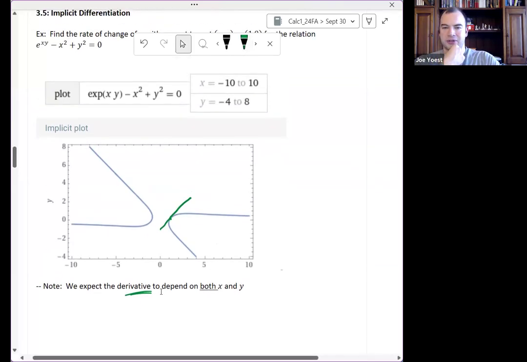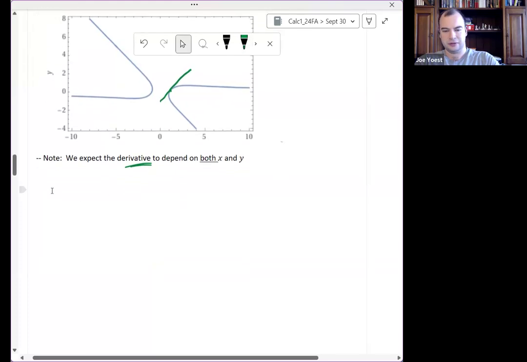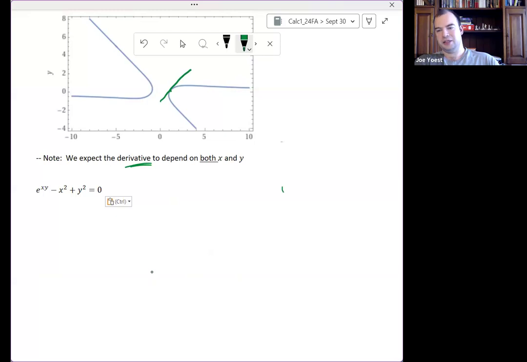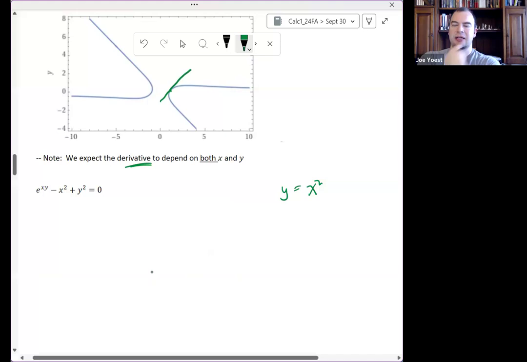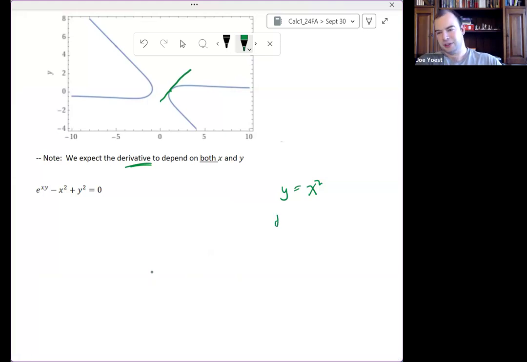Okay, now how can I do this? Well, let me bring my relation down. Now let's come over here to an aside, and let's say I had, I don't know, y equals x squared. And I could just say, well, what's the derivative? What's this notation? This notation just represents something that means 2x. Okay, I mean, that's a perfectly valid thing to do.